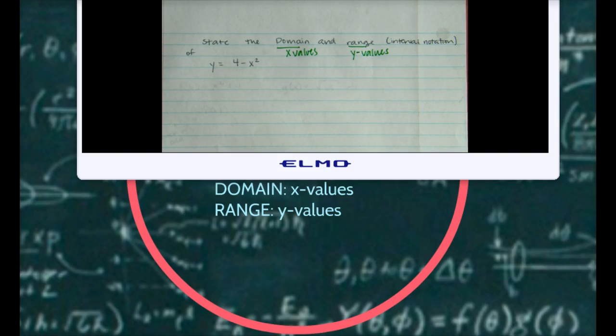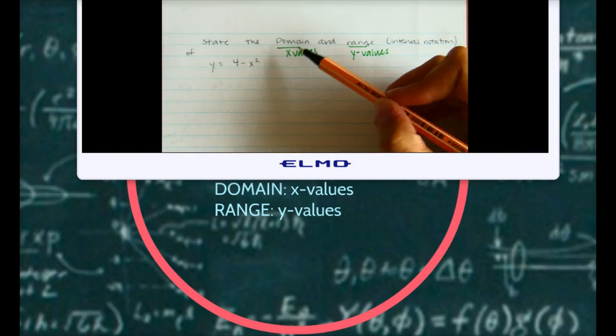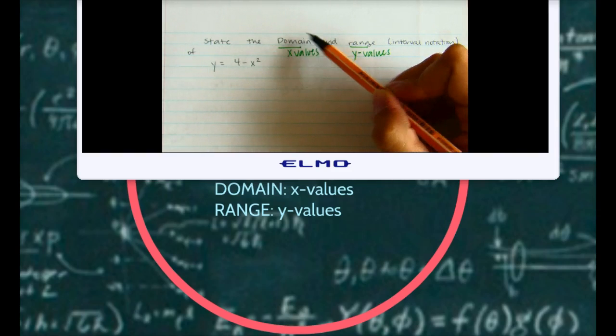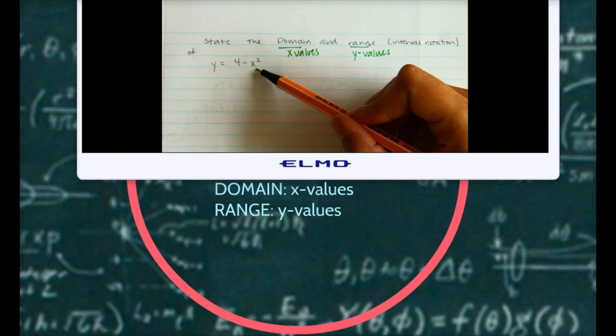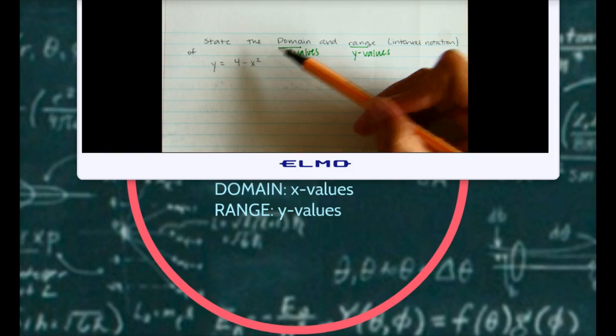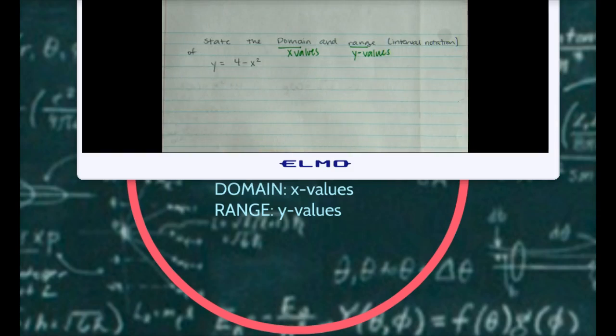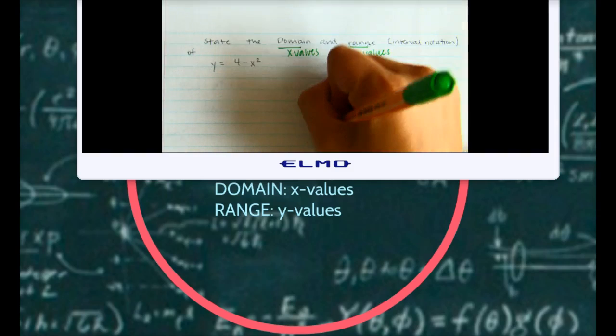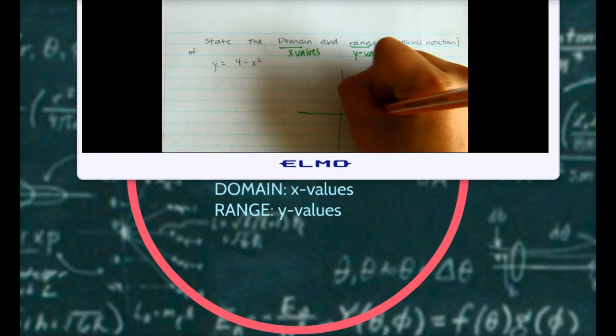We talked a little bit about this last year, and one of the easiest ways to consider this, especially for domain, this works really well, is to ask yourself the question: is there anything for x that I cannot substitute in? Anything for x that I cannot substitute in? And in this case, the answer is no. And we're actually going to look at a graph because that will help us with the range, to see what my potential x and y values are.